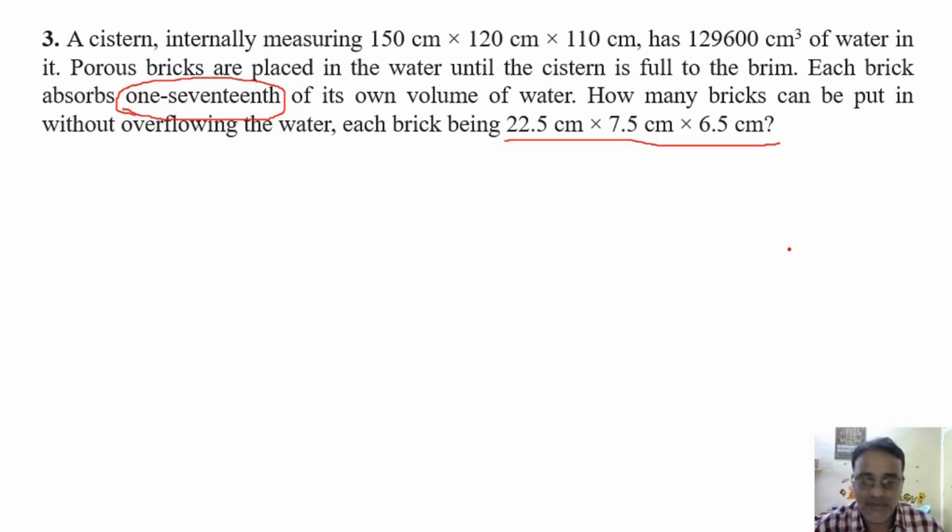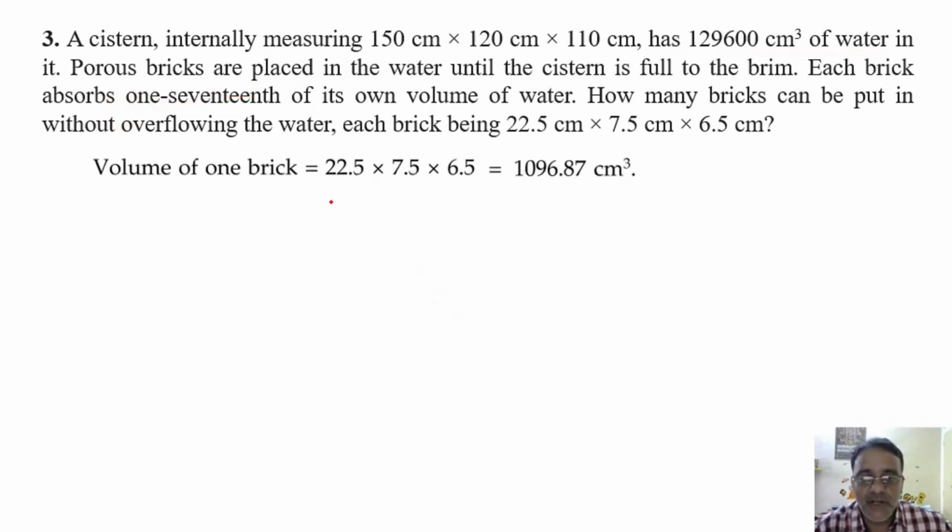Okay, if the condition of water was not given, then it is a direct question. We'll divide this volume by this volume, and we'll get the number of bricks. But two conditions are given. First, this much water is already there, and second, each brick will absorb 1/17 of its own volume of water. So the volume of one brick is 22.5 into 7.5 into 6.5.